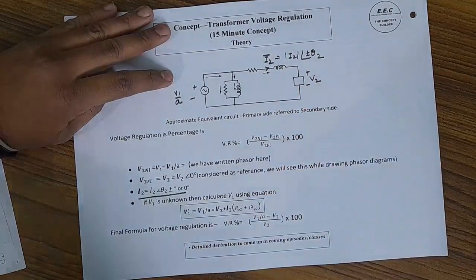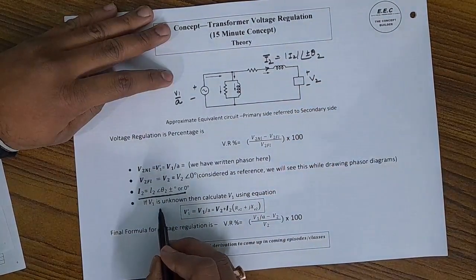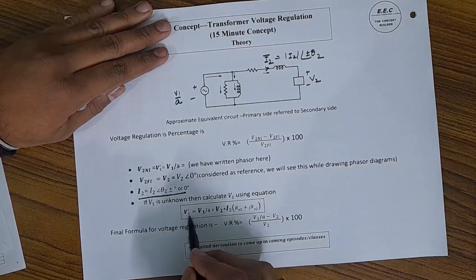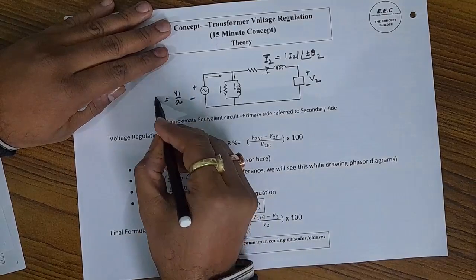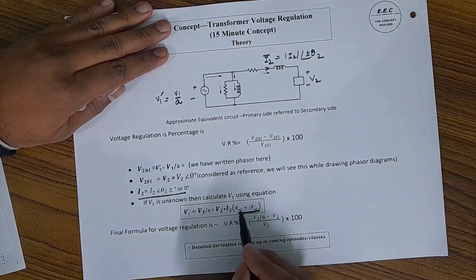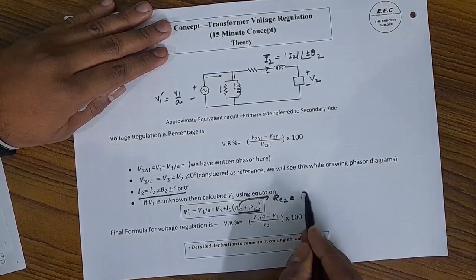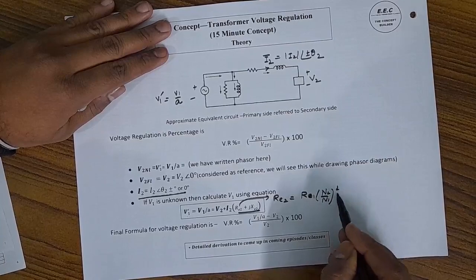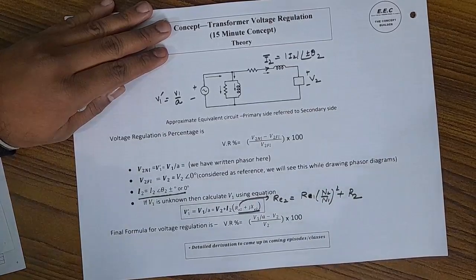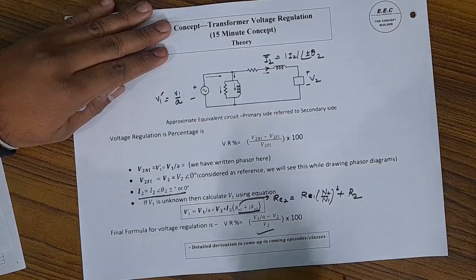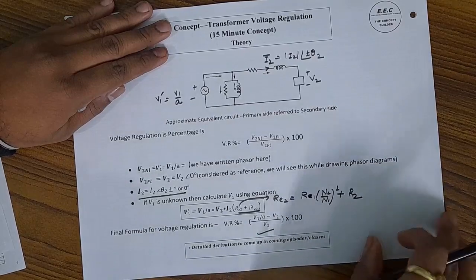We are not aware of the angle, and if V1 is not known to us, then we are going to calculate V1. And how are we going to get V1 dash? V1 dash is equal to V1 upon A, which is equal to V2 plus I2 times, in the brackets, the equivalent resistance R equivalent to, which is R1 (N2 by N1) squared plus R2. We are going to use the equivalent values, and this is going to be the formula: (V1 upon A minus V2) upon V2. Now the detailed derivation is going to come up in the subsequent lectures or episode classes.